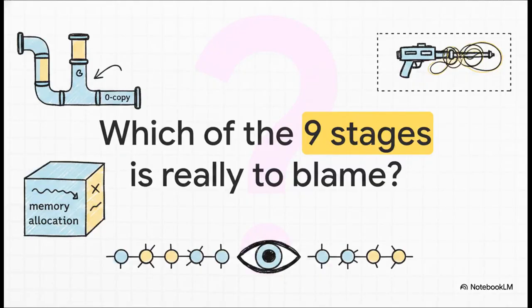So, next time your inference pipeline stalls, I want you to ask yourself, which of the 9 stages is really to blame here? When your real-time performance dips, don't just immediately blame the silicon. Take a look at the plumbing. Ask yourself, did we fail to zero copy in stage 1? Did we completely mess up the memory allocation in stage 5? Or did we accidentally serialize our machine gun in stage 8? Because once you see these 9 stages, you really can't unsee them.